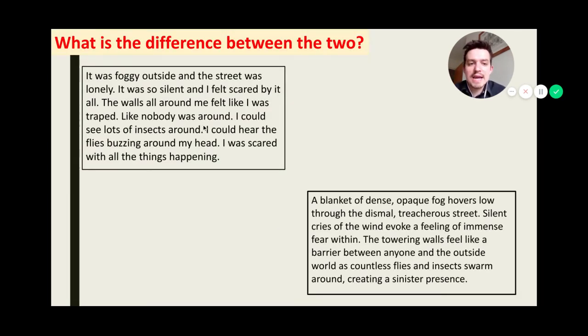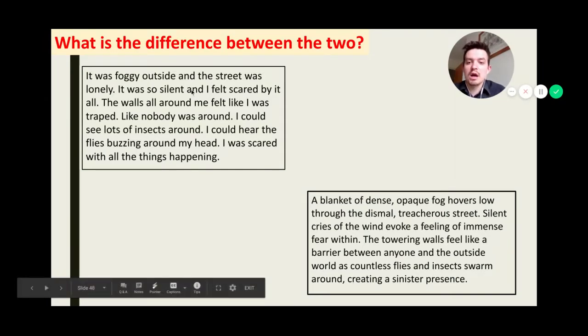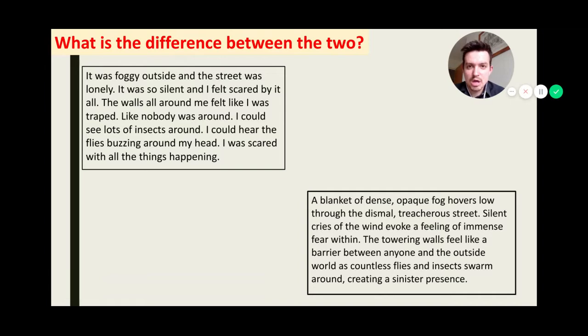So you will see here 2 different paragraphs that you might see in a descriptive piece. Pause the video so you can read through both of these and see which one you think is telling and which one you think is showing me description. Which one is telling me? Which one is showing me?